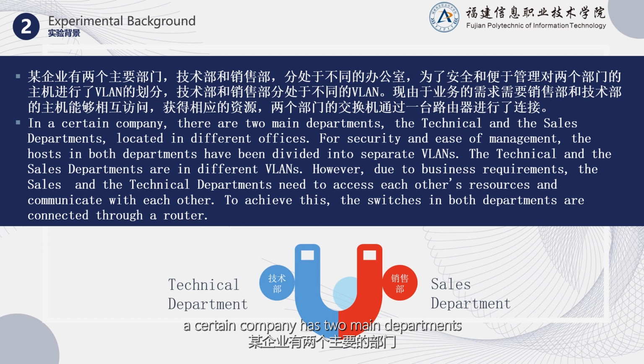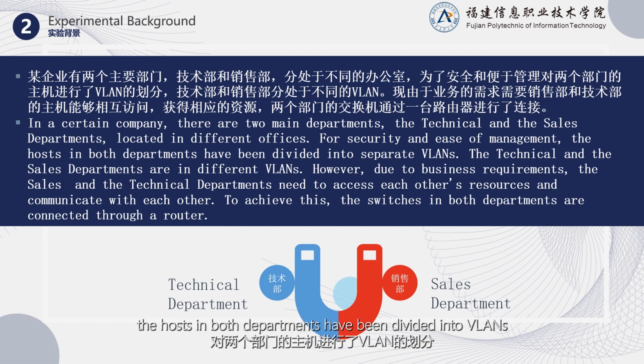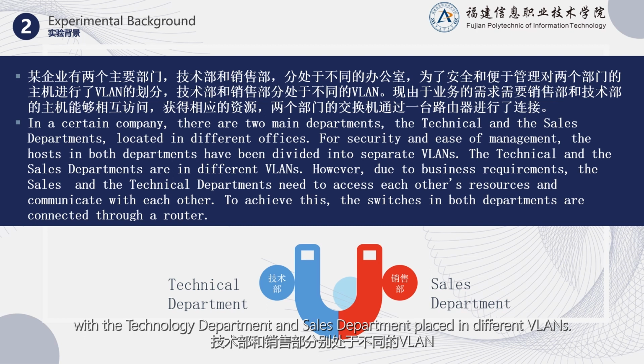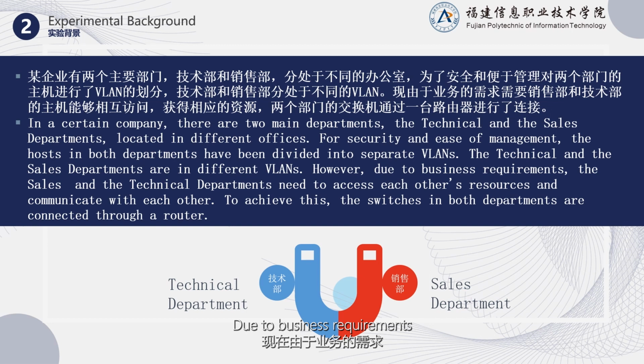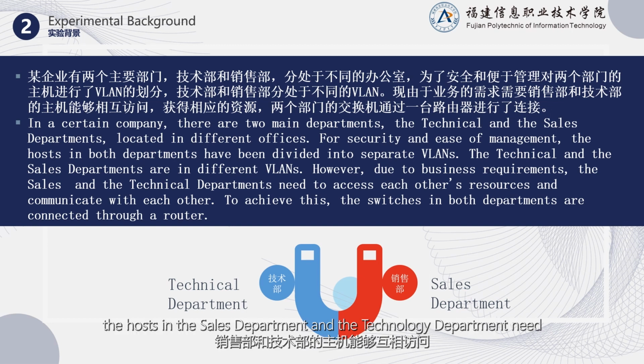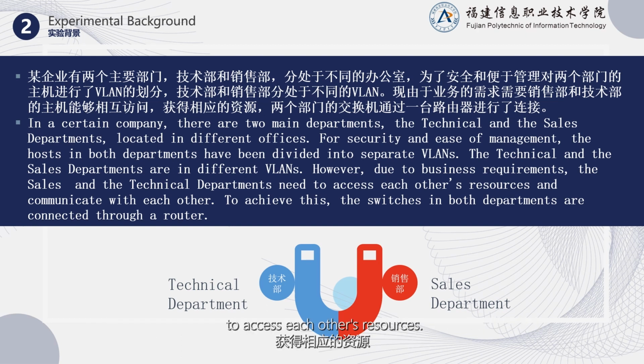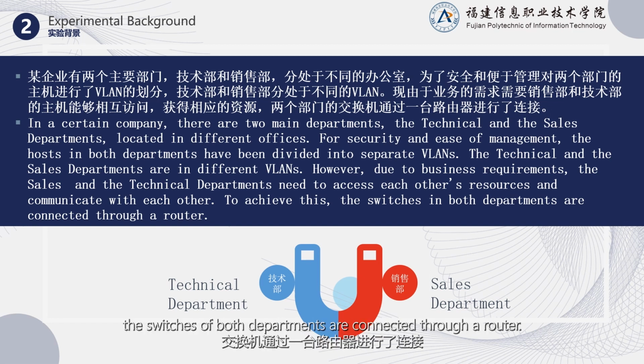A certain company has two main departments: the technology department and the sales department, located in different offices. To enhance security and facilitate management, the hosts in both departments have been divided into VLANs, with the technology department and sales department placed in different VLANs. Due to business requirements, the hosts in the sales department and the technology department need to access each other's resources. To facilitate this, the switches of both departments are connected through a router.